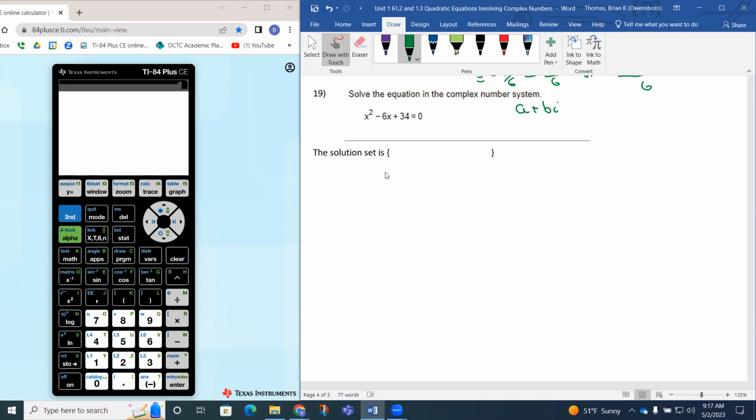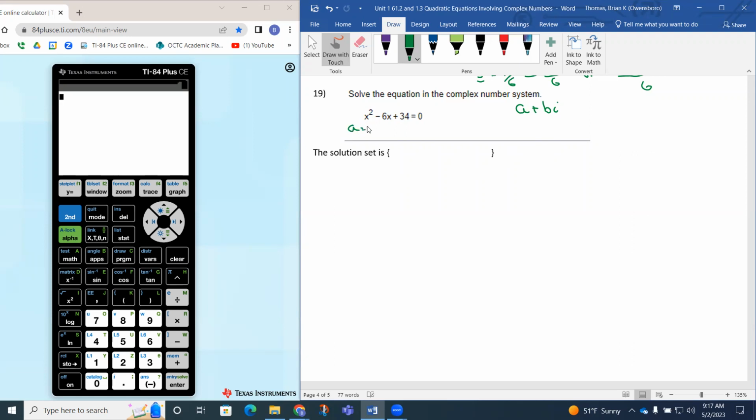So again, just by looking at it, I don't see the factors of 34 that are going to give me this -6. A hint is, if it says complex number system, the chances are it's not going to be factorable. We're going to be using the quadratic formula.